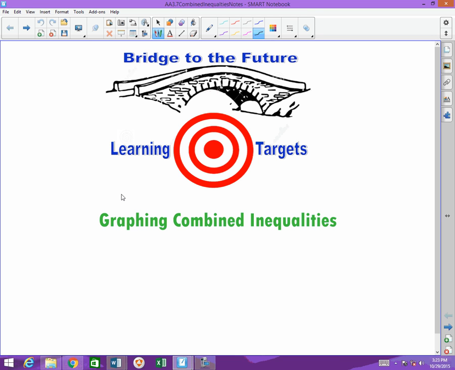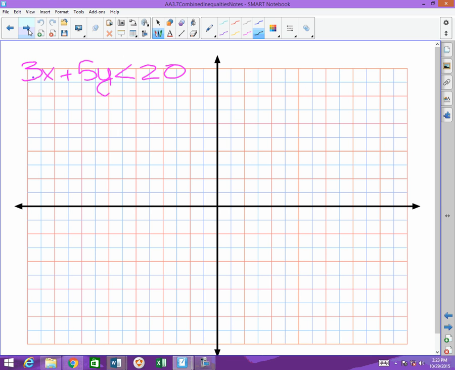Today we're going to be graphing combined inequalities. Before we get to that, we'll just start with one inequality and graph it. Hopefully you recall how to do this from your days in algebra. If not, that's why we're doing this.